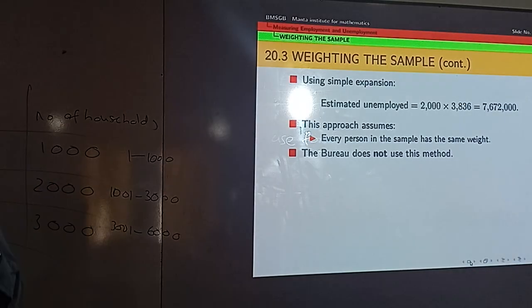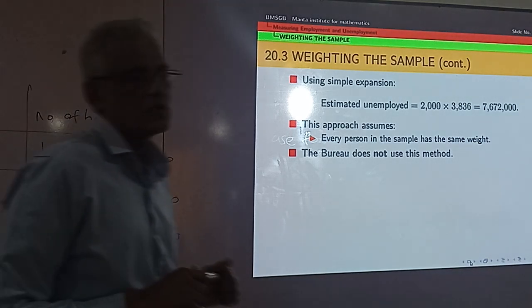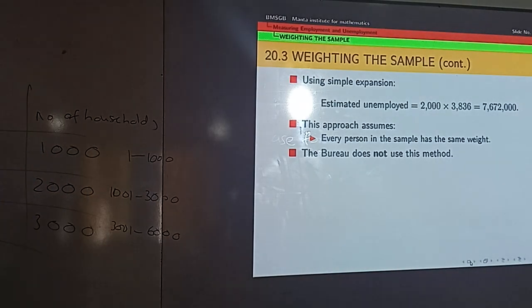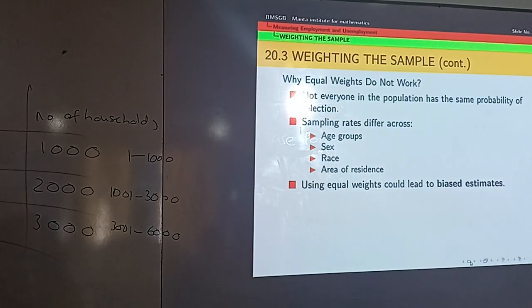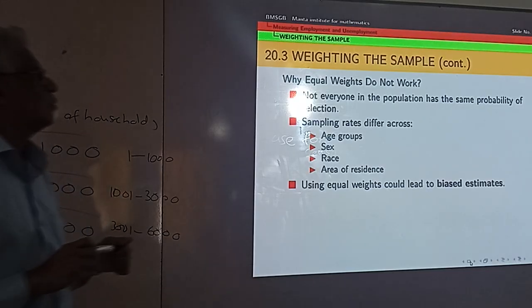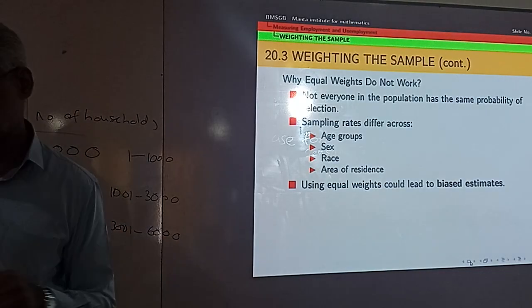නමුත් මේ විදිහට නෙමෙයි ඒගොල්ලෝ estimate කරන්නේ because usually in most of the cases they see there are underrepresentations and overrepresentations in subgroups. Therefore usually they carry out something called weighting. So this is what they mean by weighting, right? Not everyone in the population has the same probability of selection.